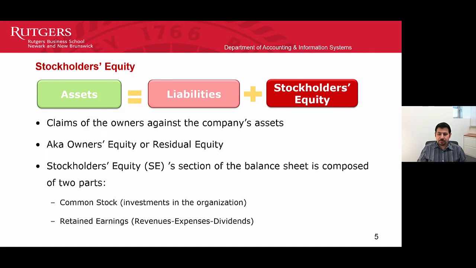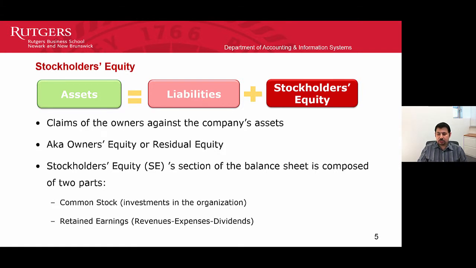Those are not the investments that the company buys in different organizations. Those are the investments that shareholders basically invest in this organization. Retained earnings, on the other hand, is the part of earnings that is not distributed as dividends to the shareholders.